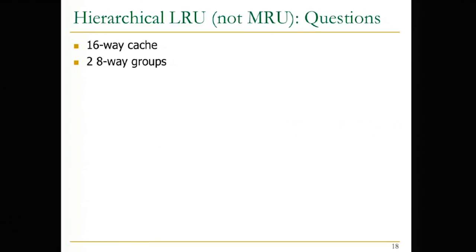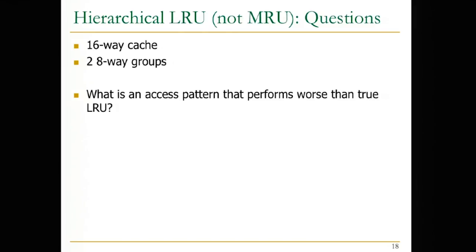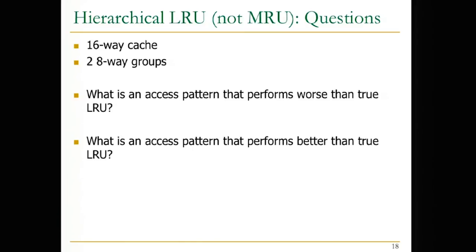And there could be an exercise like this. What is an access pattern that performs worse than true LRU? You can have a 16-way cache and two 8-way groups. You can easily construct an access pattern that performs worse than true LRU, but you can easily construct an access pattern that performs better than true LRU also. So in the end, the performance is really dependent on your access pattern. That's why it's good to have some flexible policies.